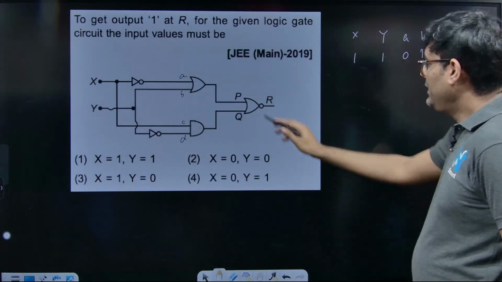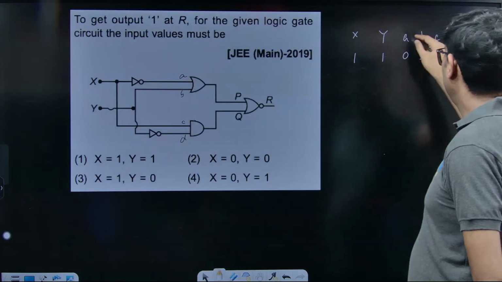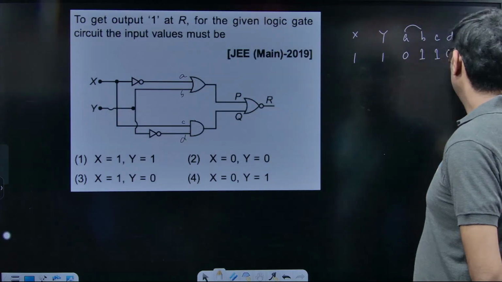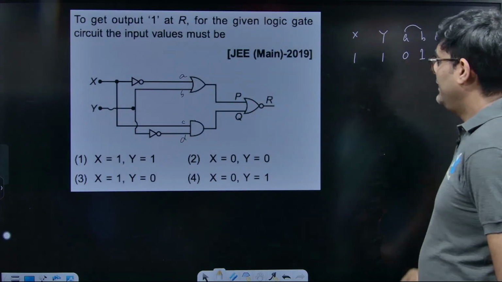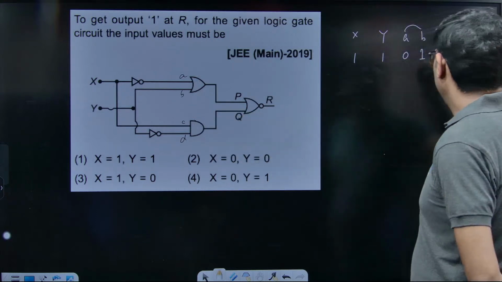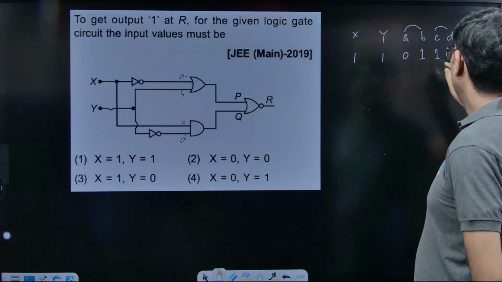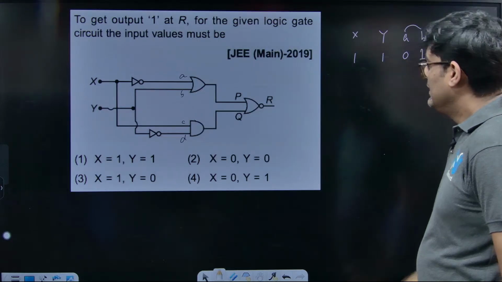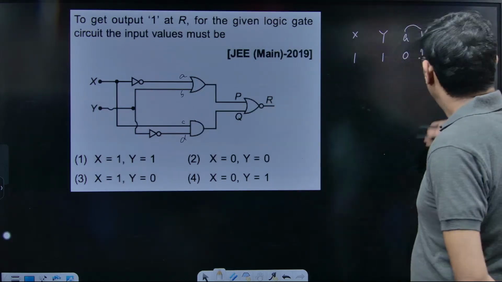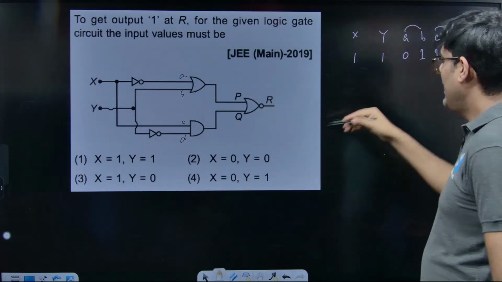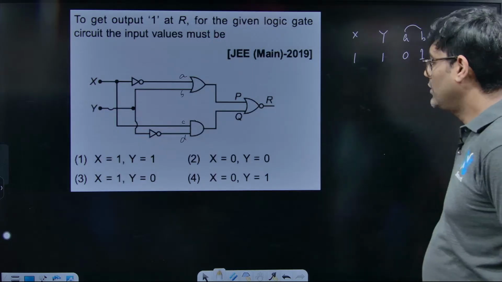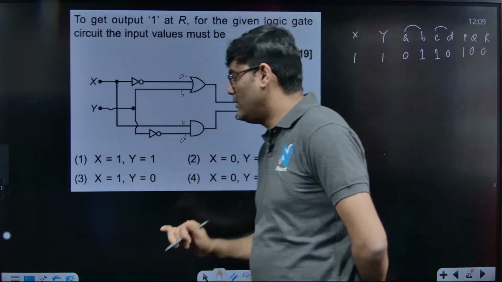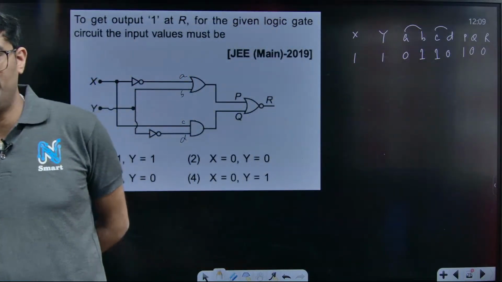Now what is P? P is A or B, so it is 1. And Q is C and D, it is 0. And R is P or Q, P or Q is 1 and R is 0. So of course this 1 and 1 option does not satisfy the criteria.